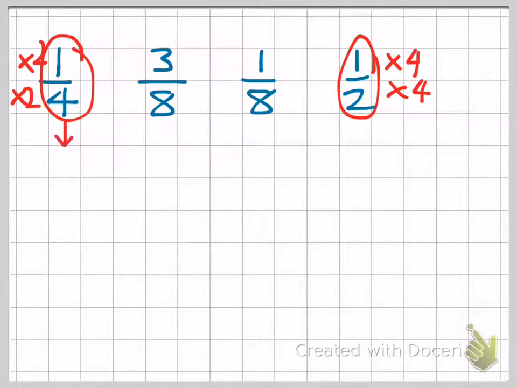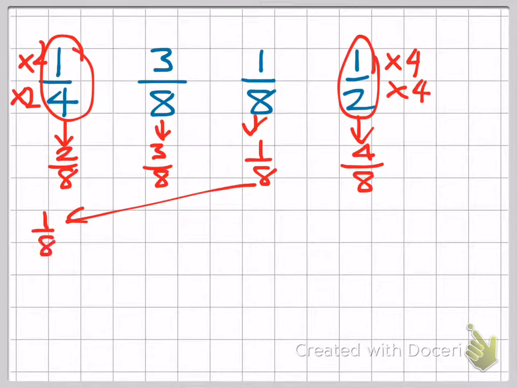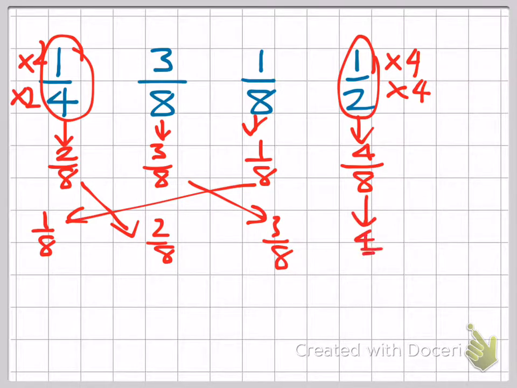So our fractions rewritten. 3/8 stays the same. 1/8 stays the same. 1/4 turns into 2/8. 1/2 turns into 4/8. Now we can put them in order. This is the smallest, 1/8. Then we go 2/8. Then we go 3/8. And our final one is 4/8.